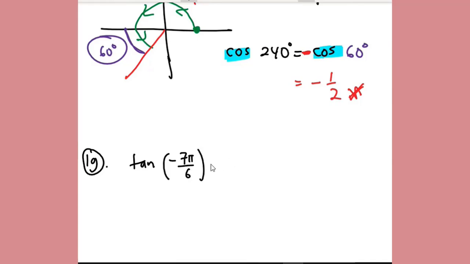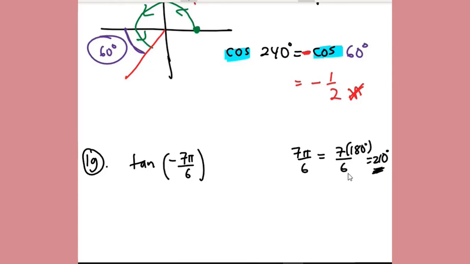This is tangent. If you are not sure about theta or pi, and you don't know how to predict the value, just change to degrees. 7 over 6 times 180. Cancel, is it 210? Check. 210. So now 210.